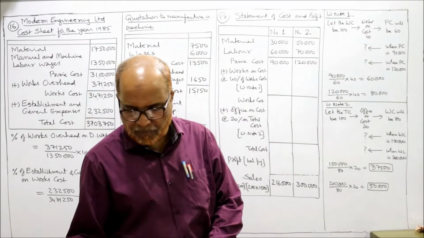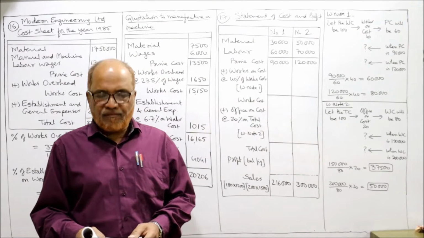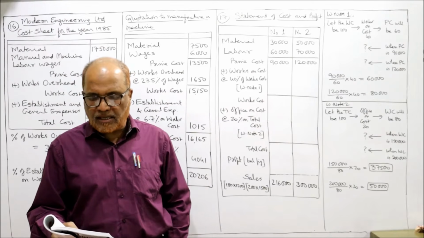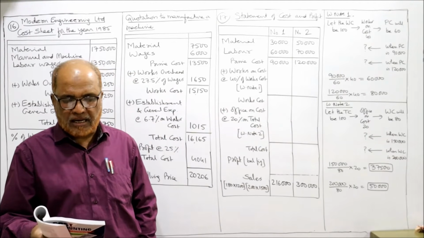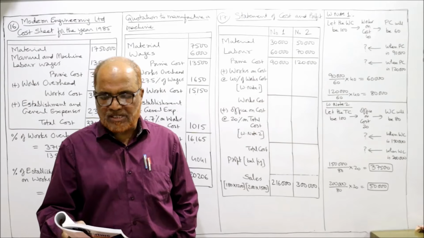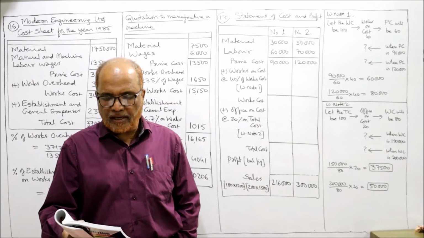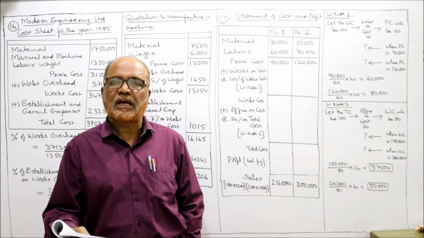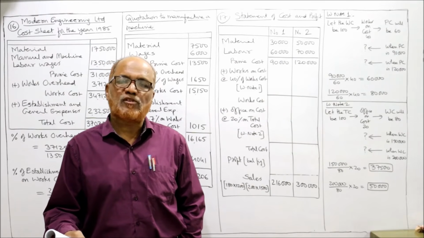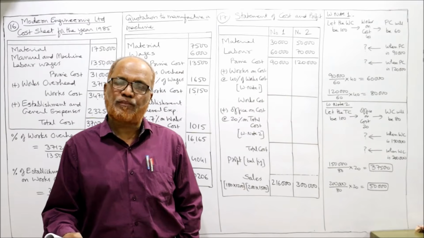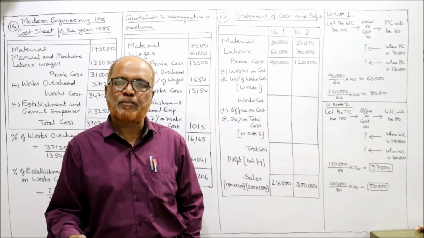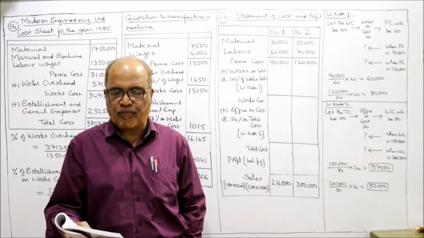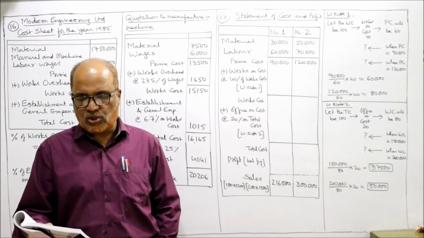Now see the 17th problem. In a factory, two types of articles are manufactured, namely number 1 and number 2. From the following particulars, prepare a statement of cost showing the total cost of each variety and ascertain the total profit. So two types of products are produced, number 1 and number 2. We have to find out what is the total cost and profit for each type of product. There is no opening or closing stock.